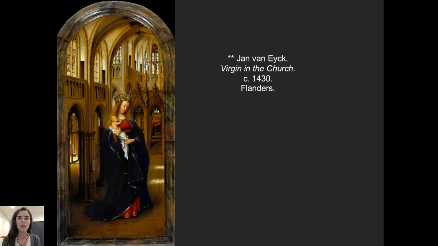Okay, nearly done. We're looking at another example of a Renaissance work of art, this time coming from Flanders, so the area of approximately around modern-day Belgium. Jan van Eyck was a very important painter from the early to mid-15th century, and we're looking at an example called The Virgin in the Church. And of course, the Virgin Mary is often seen as this kind of ultimate virtuous symbol.